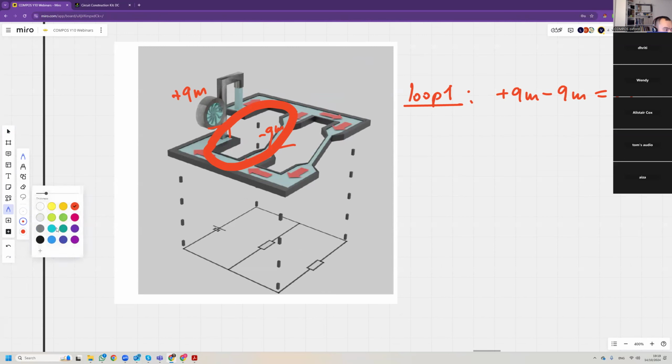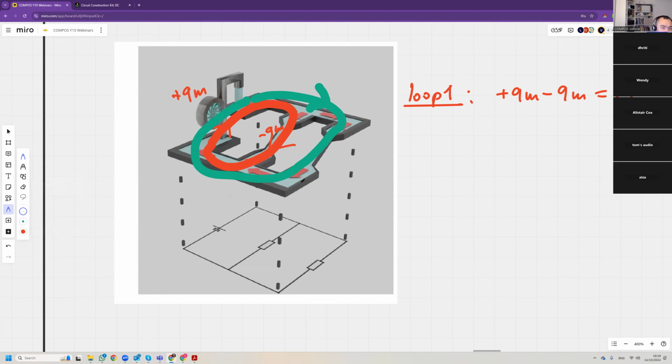Let's look at loop 2. Now the battery, again, is plus 9 meters. And then you lose minus 9 meters as you go down. So minus 9 meters. The sum of raises and drops is 0.